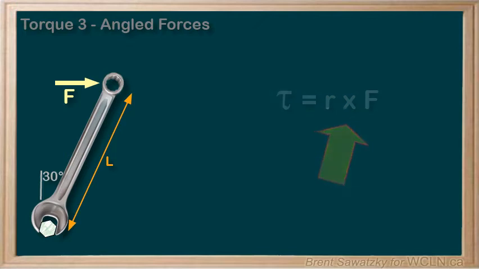Now there are two ways to deal with this situation. One way is to use components to determine the portion of F that actually contributes to the torque. So we can break up F into two components, Fx and Fy. And we can see that Fx is the component that's perpendicular to that radius, and therefore contributes to the torque, while Fy doesn't contribute at all to the torque. So let's focus on Fx, the component contributing to the torque.